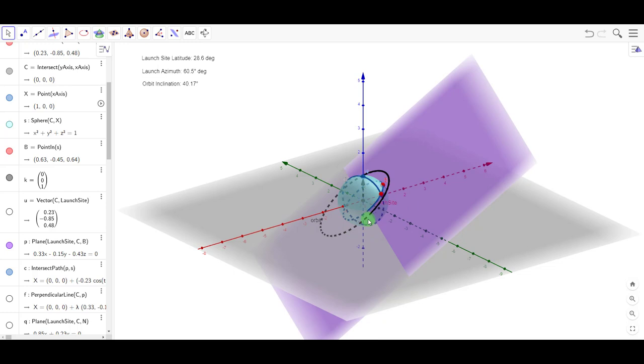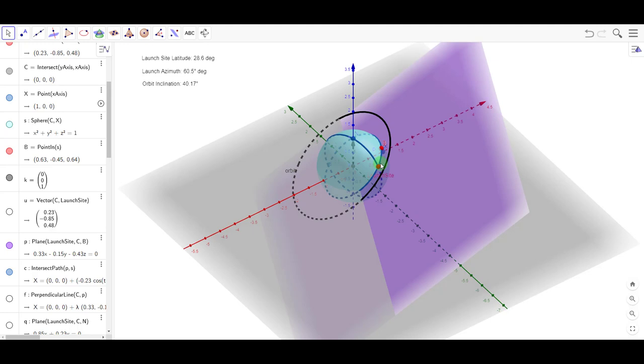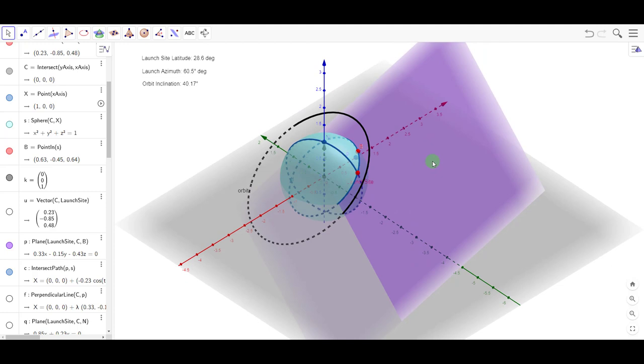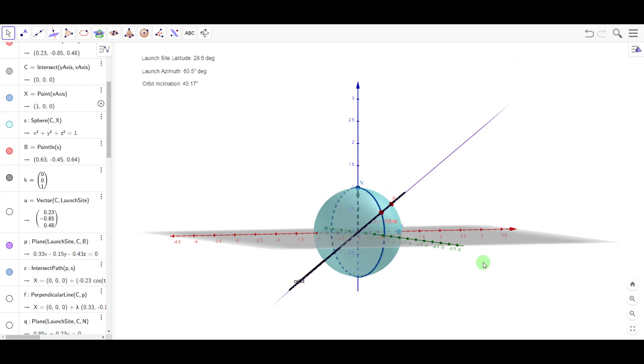As the object orbits the planet, it remains in that orbital plane, and the intersection of that orbital plane with the surface of the planet or moon is a great circle. That great circle passes through the launch site and some other point that I've labeled B. A great circle is a circle that has the same center as the center of the sphere. Now, it's the angle between the orbital plane and the equatorial plane that is the orbital inclination.